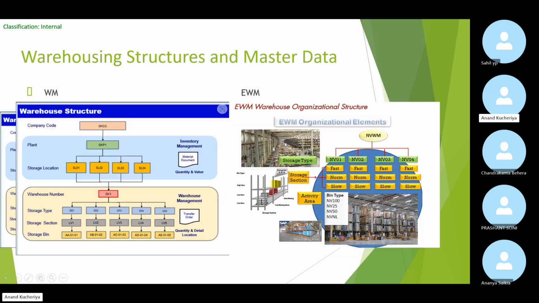Apart from that, in the EWM organization elements, this is one example in EWM. In it, we have the different storage types: NV01, NV02, NV03, and NV04. And we have the storage section here. In the storage sections, if you look at this representation, they have maintained whether the storage section is fast moving or slow moving. So they are dividing the storage type into sections.